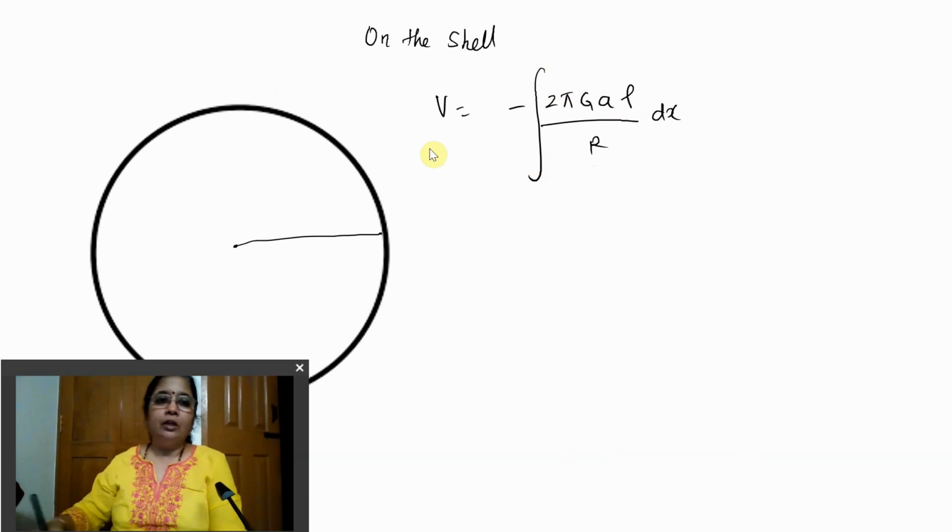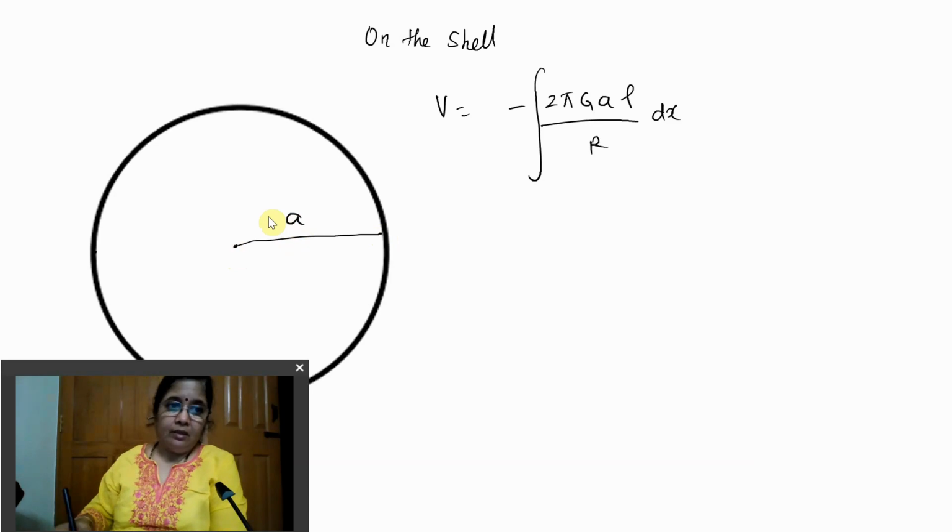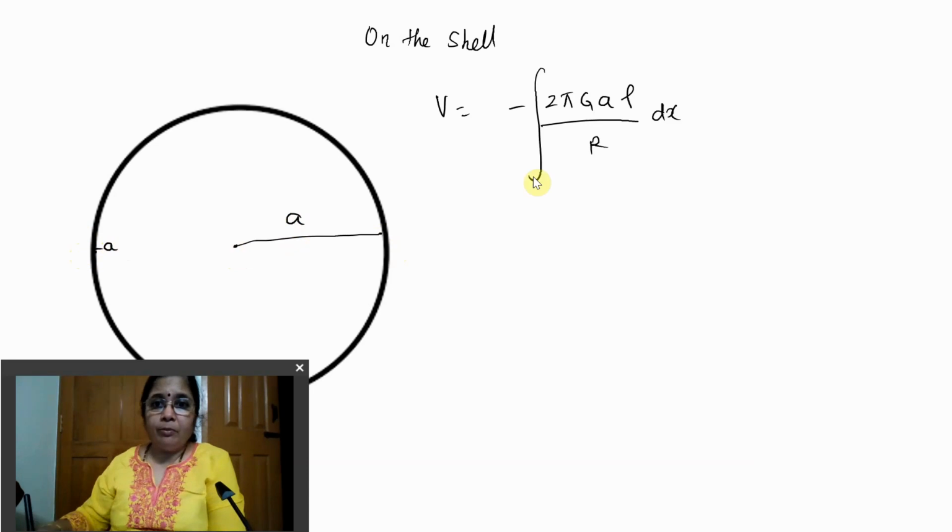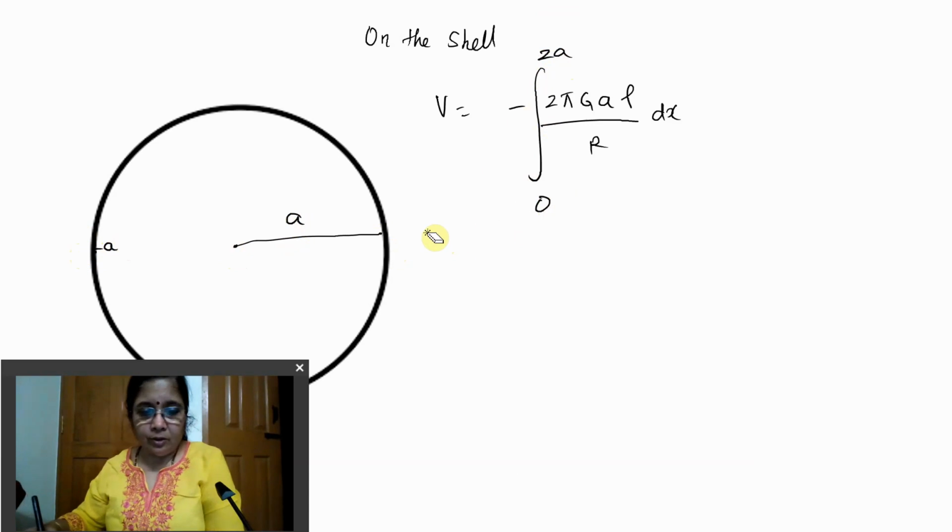What are the limits? Your point can be here, and it can be anywhere, and it can be here. I told you the radius of the ring is a. So the limit will start from minus a here, and it will go up to plus a here, which means you can say minus a to plus a. Or you can say 0 to 2a. Okay, minus a to plus a, or you can say 0 to 2a.